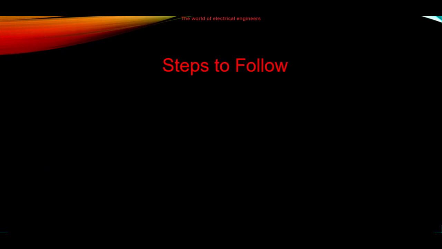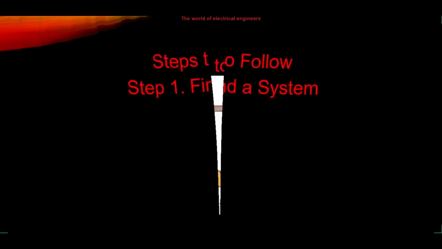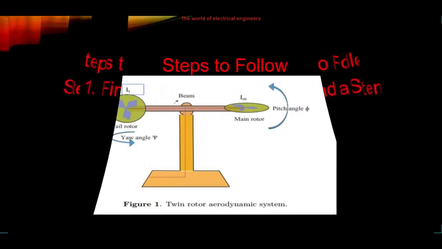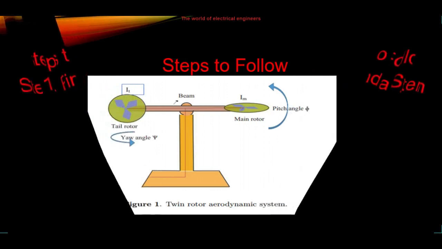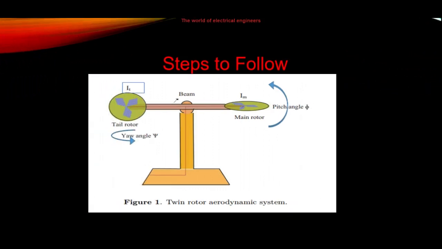So, we will complete this in the following steps. Step 1. Find a system. You have to choose a system. This is Twin Rotor Aerodynamic System.